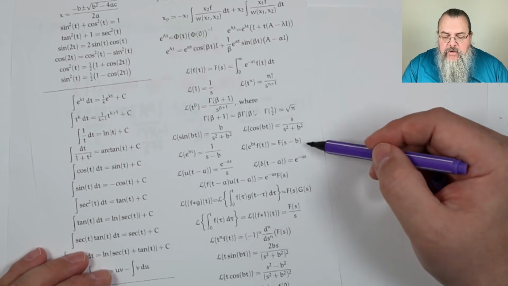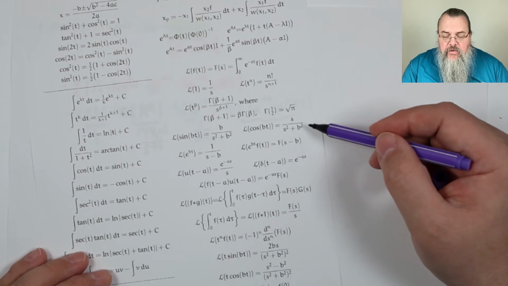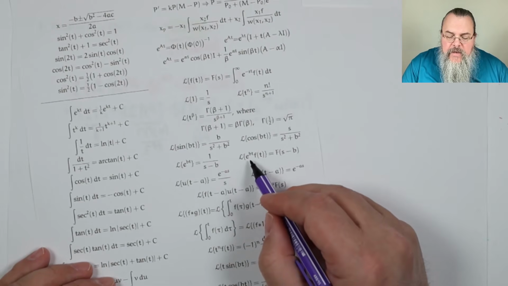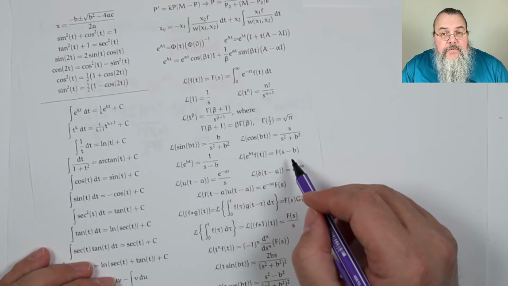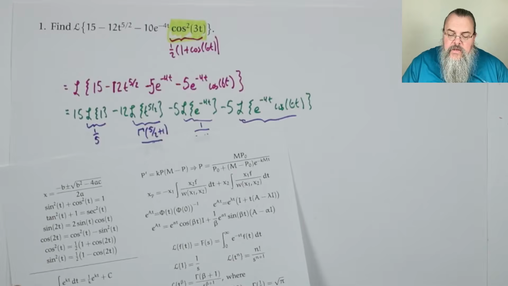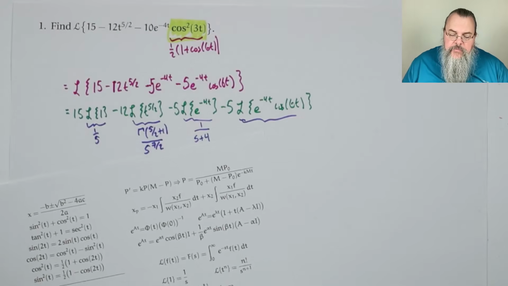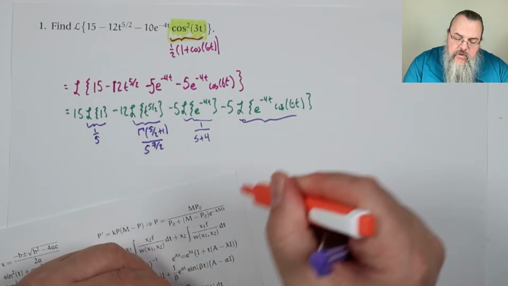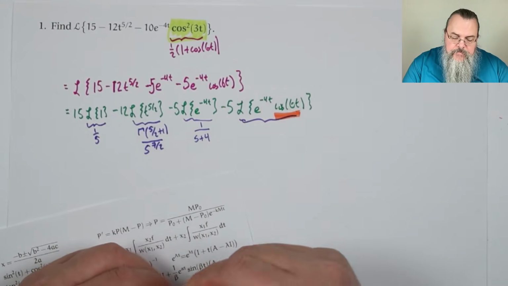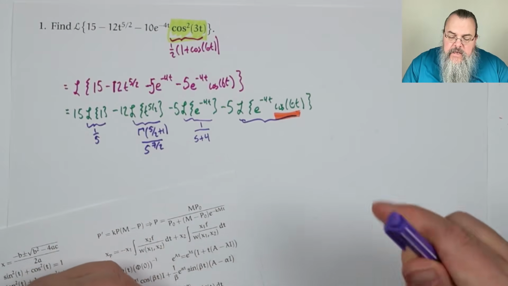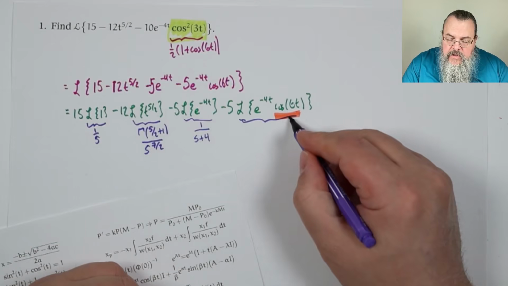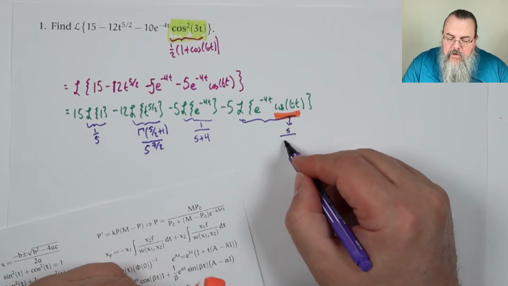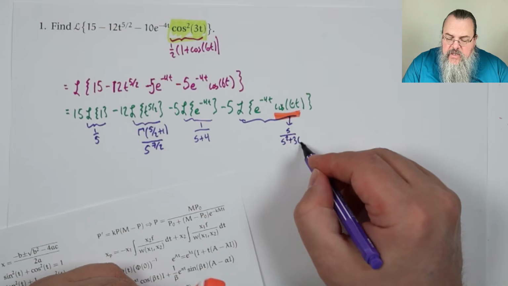Namely, we know how to do the Laplace of just cosine. And then it says, oh, if you multiply by an exponential, shift. So, here's the idea. We can do just the cosine by itself. So here's just the cosine. By itself, this would become s over s squared plus 36.